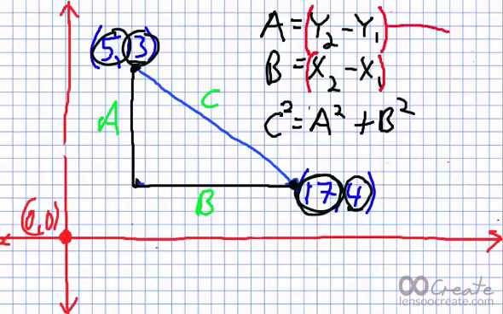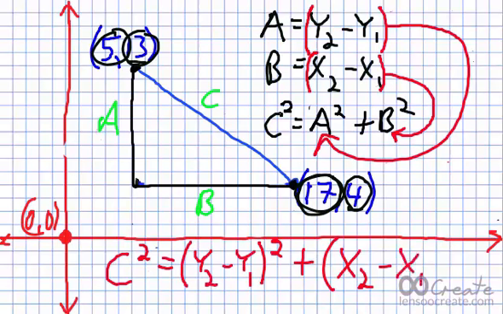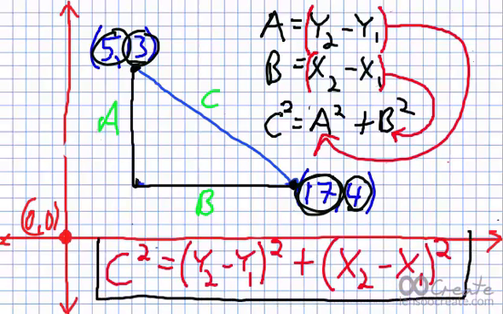So plugging in this for A and this for B, I get c squared equals y2 minus y1 squared plus x2 minus x1 squared. And this right here is our distance formula. It will work for any 2 points on any Cartesian plane.